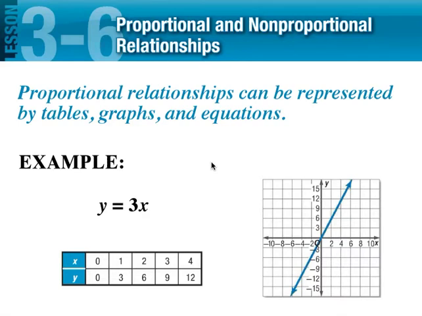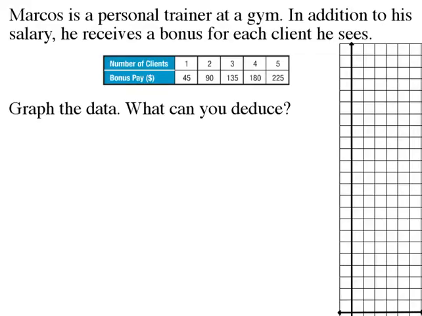On the sheet that I gave you, we're just going to go through this first slide. It says proportional relationships can be represented by tables, graphs, and equations. So I've given you an example of all three. An example of an equation would be y equals 3x. An example of a table is given below, and an example of a graph is given at the right. So that's what we're going to be looking at today: equations, tables, and graphs.